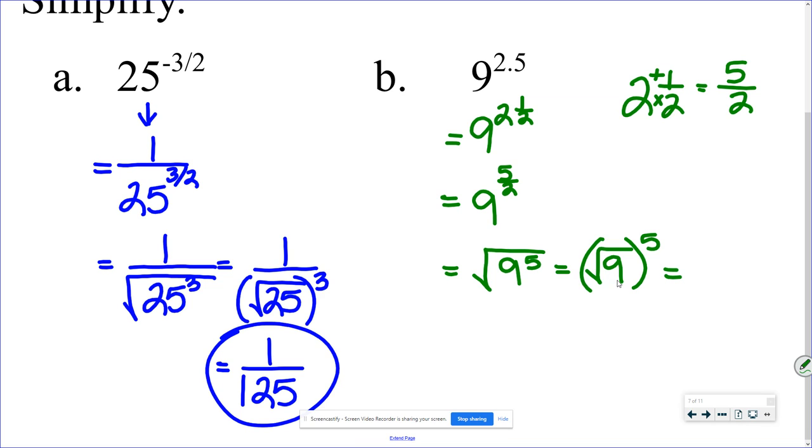This would be equal to 3 to the 5th power. 3 to the 5th power is 3 times 3 times 3, 5 times. And the answer to that would be 243.